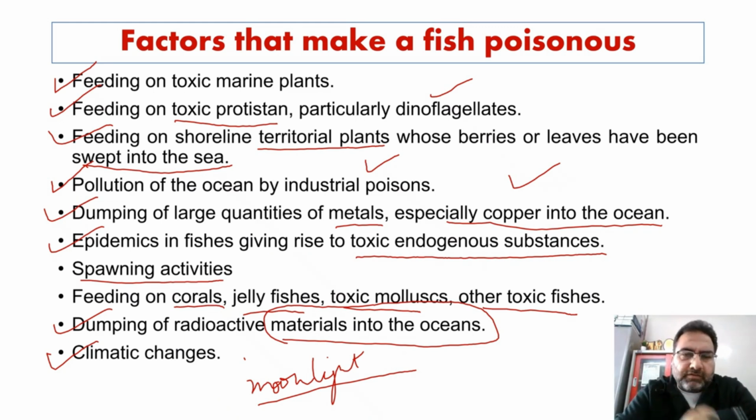I don't know how moonlight is a factor that makes a fish poisonous, but some of the books have written that leaving the fish exposed to the moonlight is also one of the factors which makes a fish poisonous.